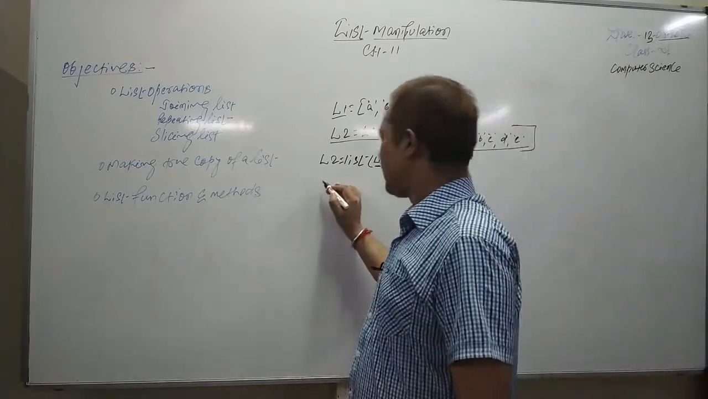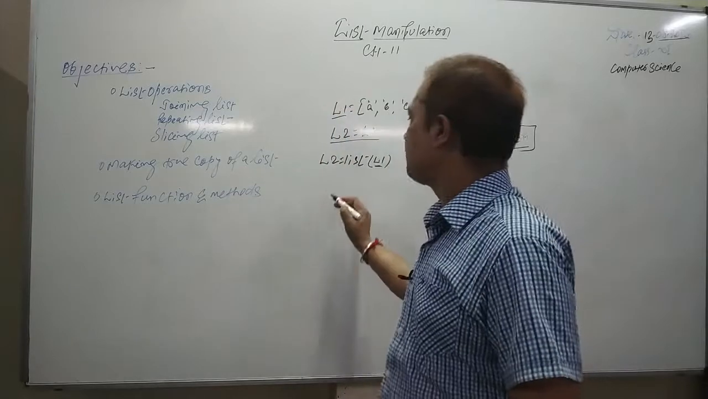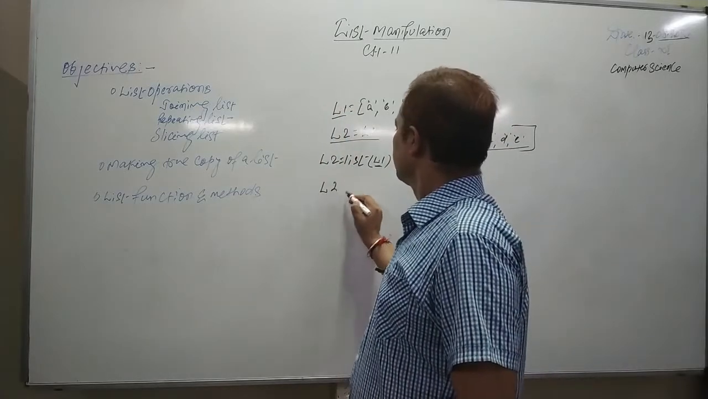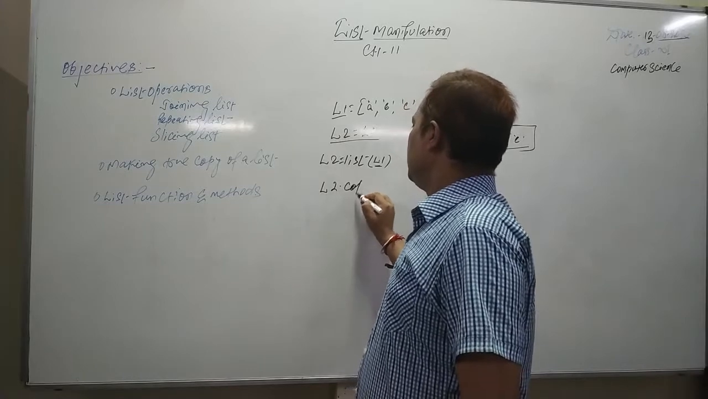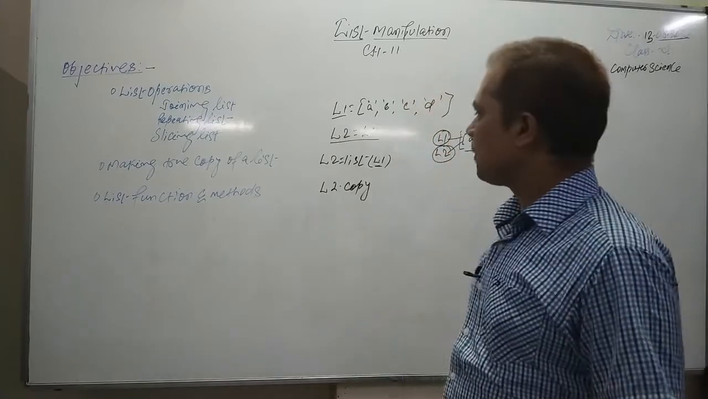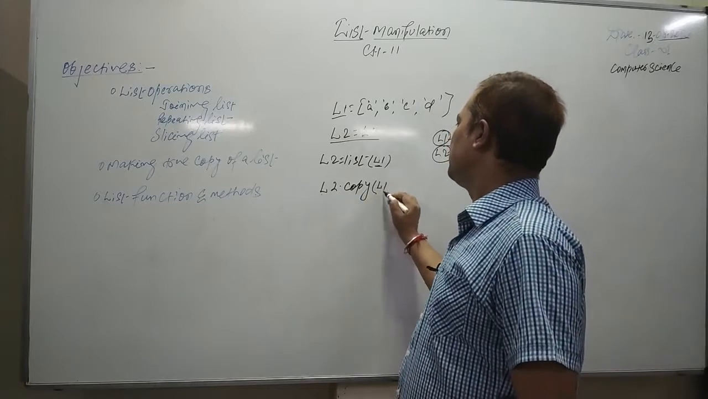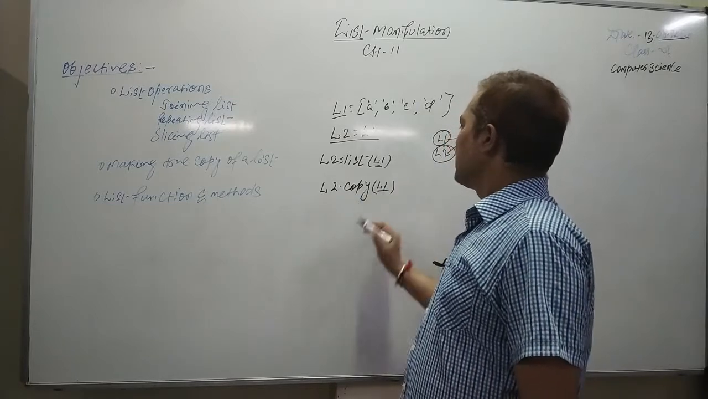Another way, you can say there is a method called copy. You can say L2 equal to L1 dot copy. Now this copy method, once you say L1 dot copy, will make a copy of L1.